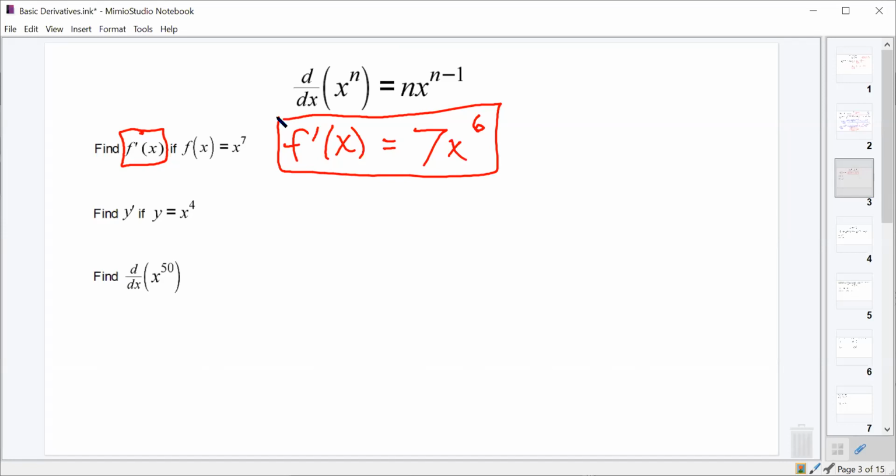Okay. So this next one, y prime, this just means the derivative of y. So if we have y equals x to the 4th, what should y prime be? Y prime should be, using the power rule, what? 4 times x to the 3rd. 4 times x to the 3rd. That's it. Easy enough. Any questions on that?